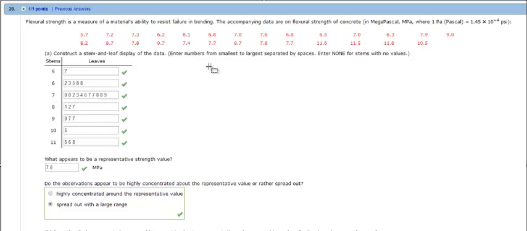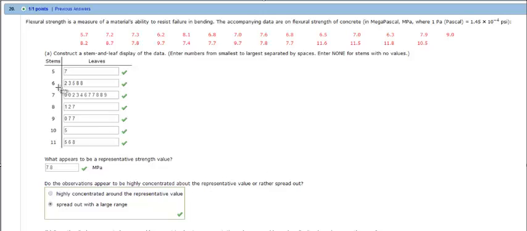And then it says, in order to enter this into Enhanced WebAssign, they want their numbers from smallest to largest separated by spaces. So that was easy enough. I just put my mouse wherever I wanted to and then clicked a space just to get it entered. So I got all my numbers entered in. What appears to be a representative strength value would be something more towards the middle, 7.8, 7.9, something in that area, or really the mean would work as well.